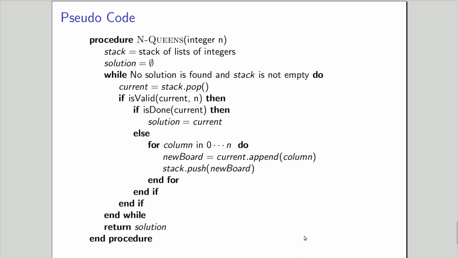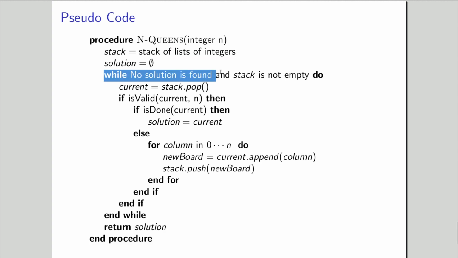So let's take a look at some pseudocode for this. This is going to be a little bit different than the other pseudocode solutions. I'm going to make implied use of immutable data structures, which makes this problem much easier to implement. And why is that? Well, let's dig into this. So we're going to have a stack of lists of integers. We'll need to initialize this with the empty board. So that's implied. I didn't explicitly say it here. We have the null solution, meaning we haven't found anything.